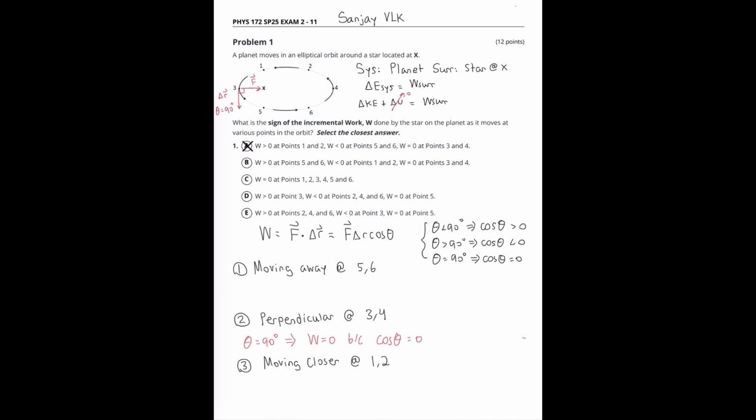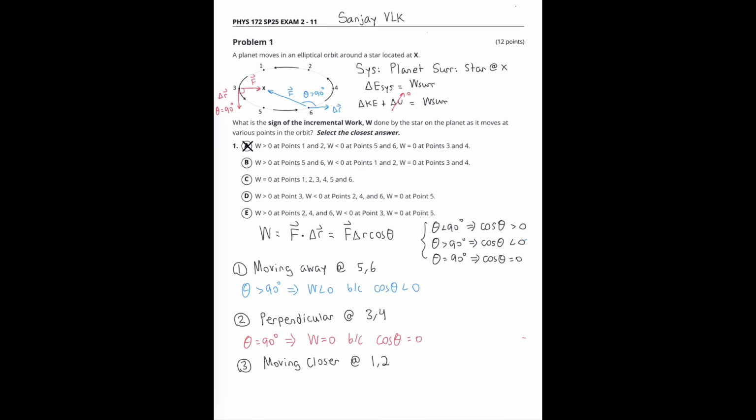Let's look at our first case where it's moving away at 5 and 6. So let's take 6 for example. We have our change in R, and we have our gravitational force. And we see from here that theta is greater than 90 degrees, and it's moving away. Therefore, work is less than 0 because cosine theta is less than 0.